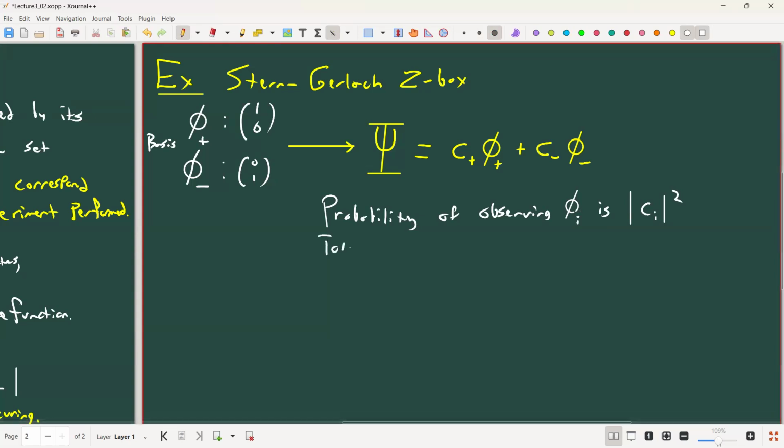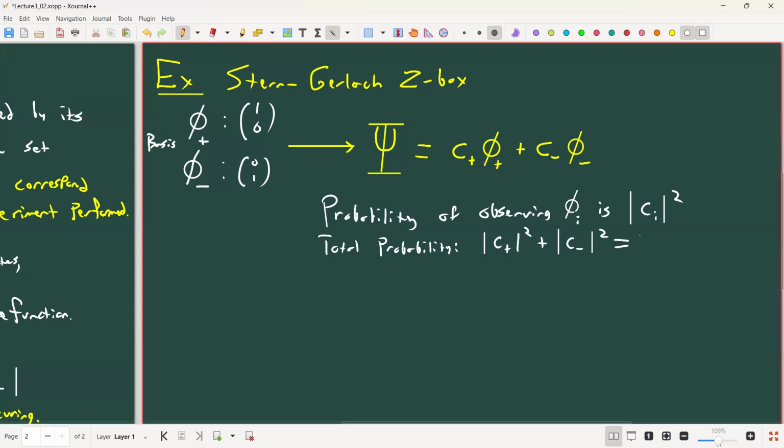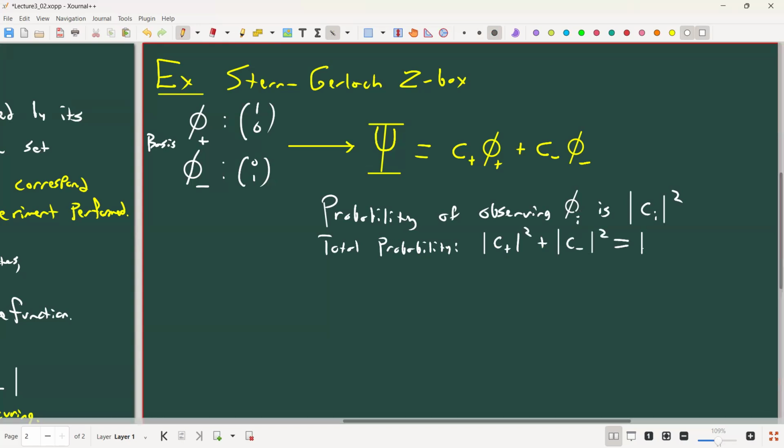And the total probability of this case is going to be C plus squared plus C minus squared. And that has to equal 1, because those are the only two options and the total probability has to equal 1. Okay, so we have a constraint for our system. It turns out this is not something we're going to worry about too much in this class, but it is something to think about.